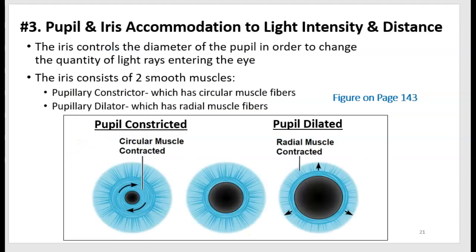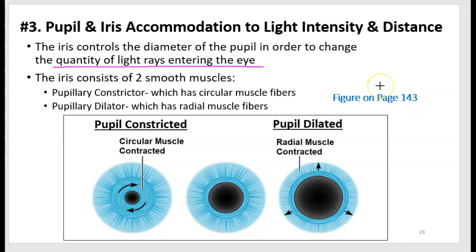Okay, so we're going to go to our third topic now, and the third topic relates to the function of the pupil and the iris. So you know that light rays have to enter the eye by going through the pupil, the round hole that appears dark, and the pupil is surrounded by the colored portion of our eye called the iris. The iris is made up of smooth muscle, and it controls the diameter of the pupil in order to change how many light rays enter the eye.